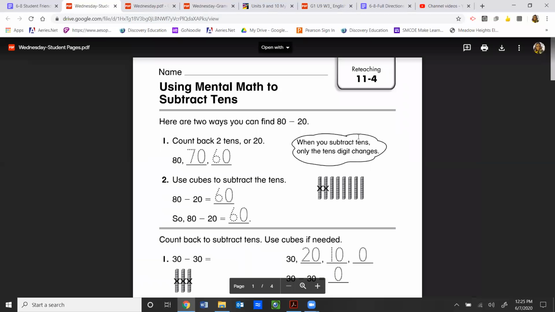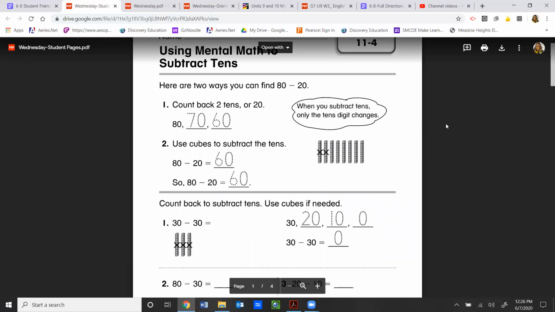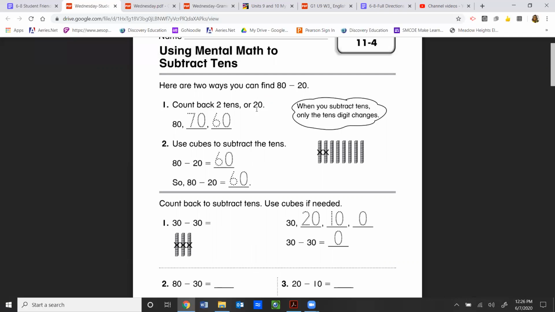Okay, so this is the reteaching and practice pages. The reteaching page is just going over some of the things that you've already learned. Here are 2 ways you can find 80 minus 20. You can count back 2 tens, or 20. So 80, 70, 60. Or, as I showed you on the hundreds chart, you can start at 80 and count back by 10. You start at 80 and then 10, 20, and the number you land on last would be your answer.